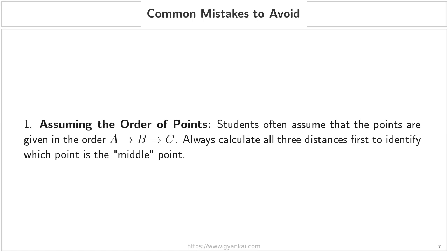It is tempting to just assume that point A, then B, then C are in a straight line in that specific order. However, the problem might give them to you in any sequence. To avoid this, always calculate all three distances first. This allows you to identify which segment is actually the longest and which point is truly the middle point.